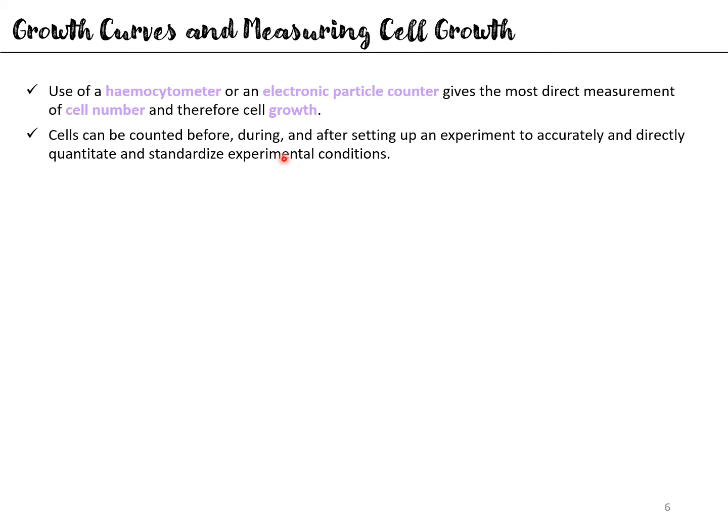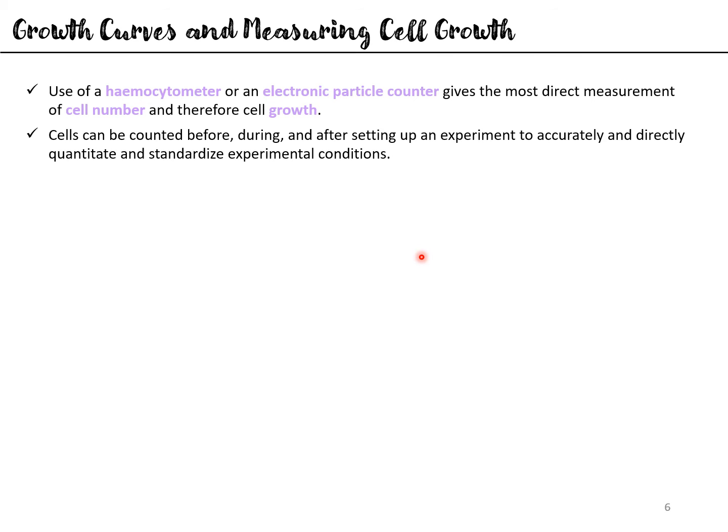Cells can be counted before, during, and after setting up an experiment to accurately and directly quantitate and standardize the experimental conditions. This is up to you completely. It depends on what experiments you're doing and what you want to study exactly. So when you count your cells is totally up to you.